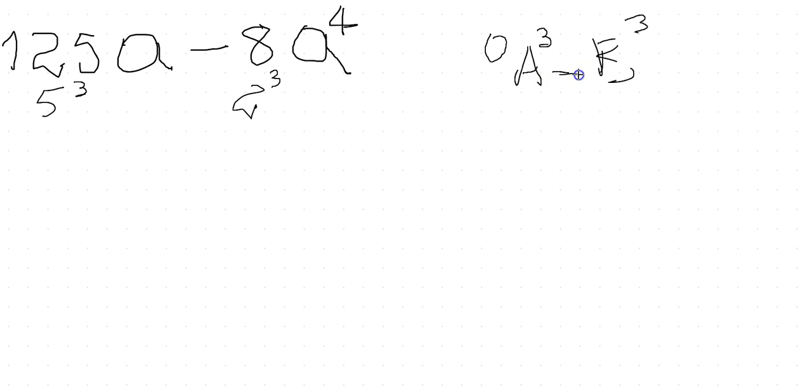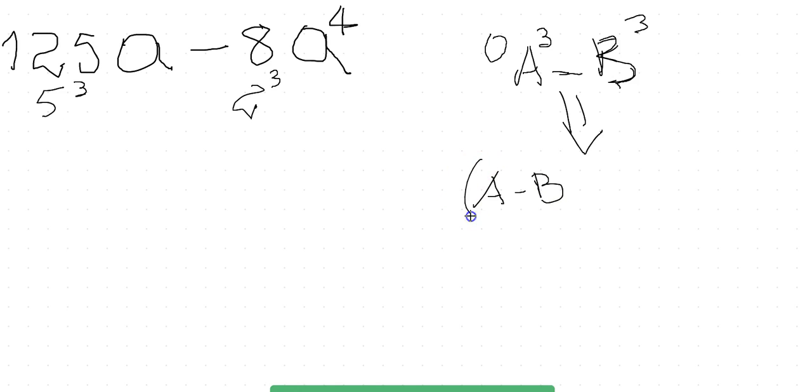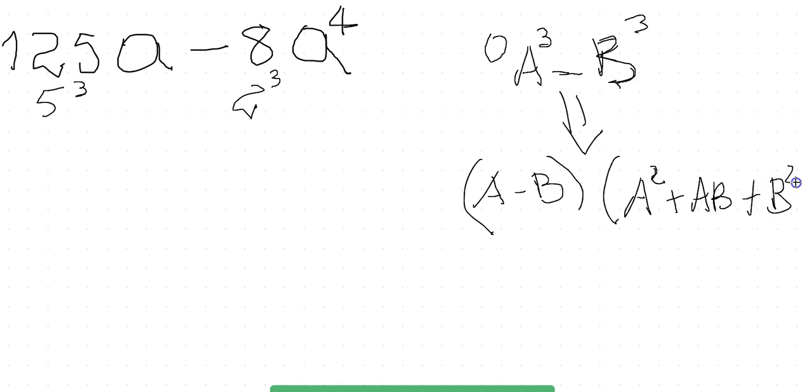Why am I trying to put it this way? Because I know if I have a cube minus b cube, it can be factorized like this: if I have to put it in factors, it can be written as a minus b, factor a squared plus ab plus b squared. So I know this formula. That's why I'm trying to find a way.